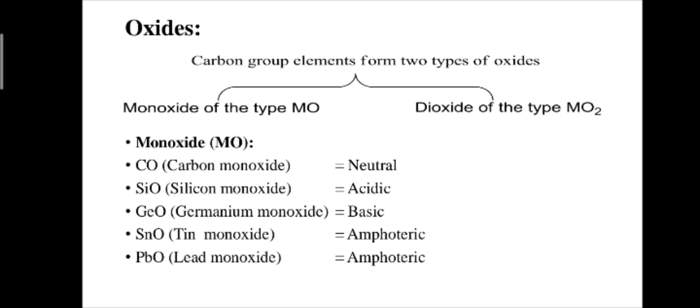Oxides of carbon group elements. All the members of the carbon group elements form two types of oxides. One is a monoxide of the type MO, where M indicates the carbon group element. The other is a dioxide of the type MO2. Carbon monoxide, silicon monoxide, germanium monoxide, tin monoxide, lead monoxide. Carbon monoxide is neutral, silicon monoxide is acidic, germanium monoxide is basic, and tin and lead monoxides are amphoteric.